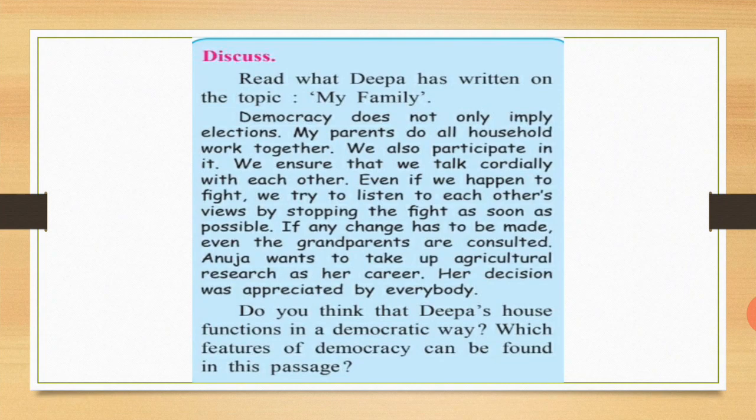Anuja wants to take up agricultural research as her career. Her decision was appreciated by everybody. Now, do you think that Deepa's house functions in a democratic way? Yes, definitely. Which features of democracy can be found in this passage? Yes, the right to make a choice, and then the elders are consulted. So this way, we see many points which are related to our daily life. We follow democracy in day-to-day life.